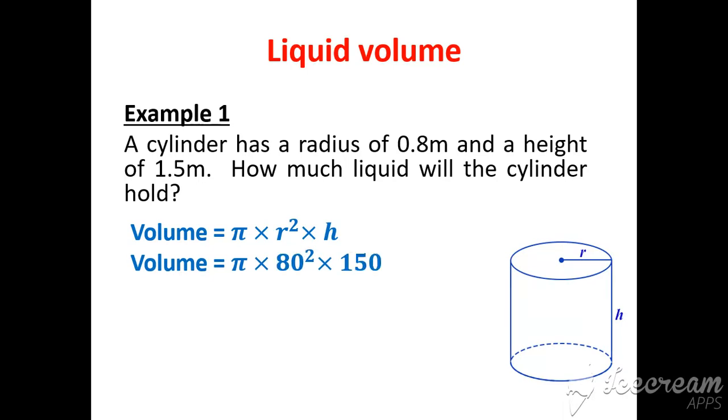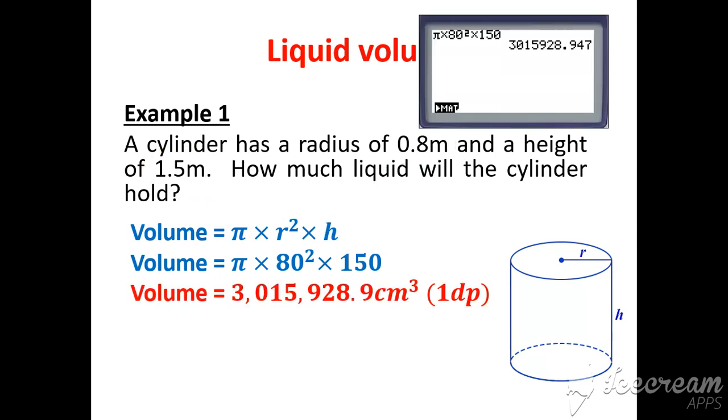Now, here's what I'm going to punch into my calculator. Notice I didn't use 0.8 or 1.5. For the 0.8, I've changed it to 80 centimeters. And for the 1.5, I've changed it to 150 centimeters. I must use centimeters when I do liquid volume. Right, so that gives me a volume of 3,015,928.9 centimeters cubed. I've chosen to round it to 1 decimal place.